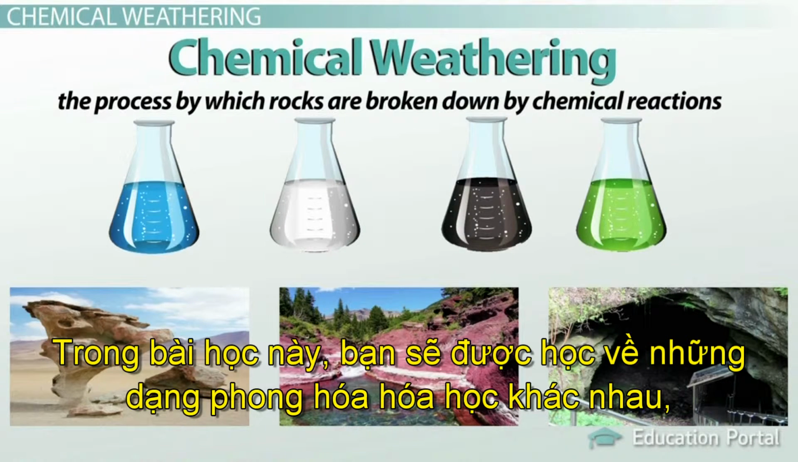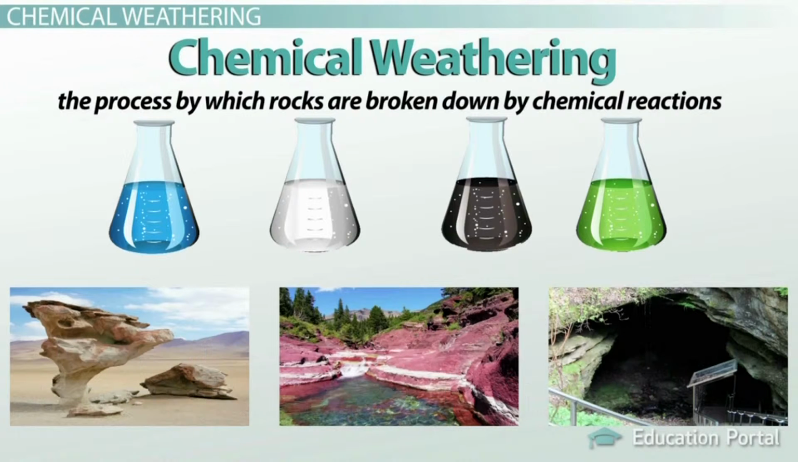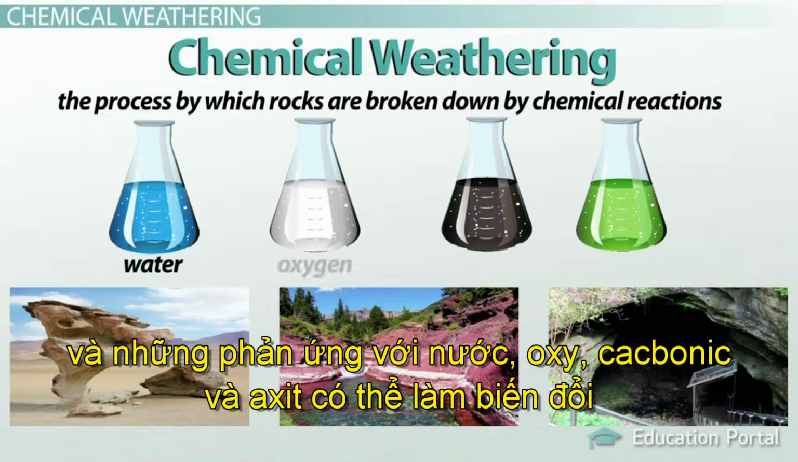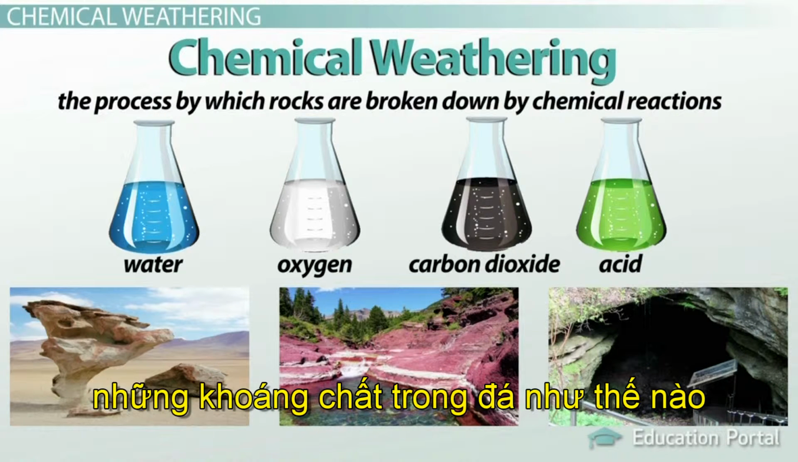In this lesson, you will learn about the different types of chemical weathering and how exposure to things such as water, oxygen, carbon dioxide, and acids can alter the minerals found in rocks.